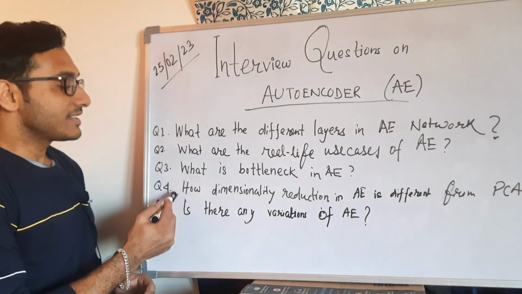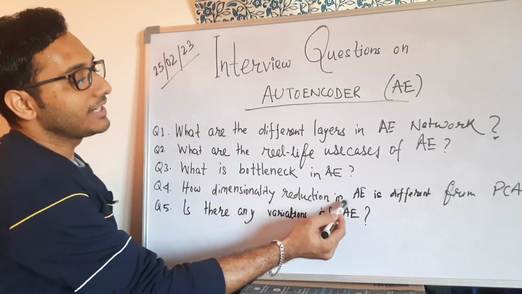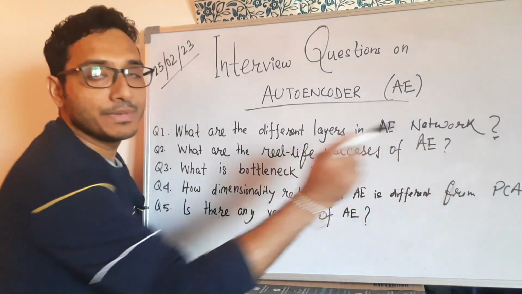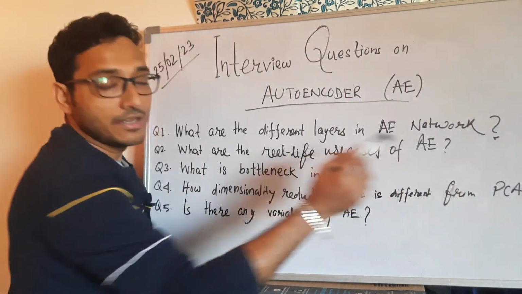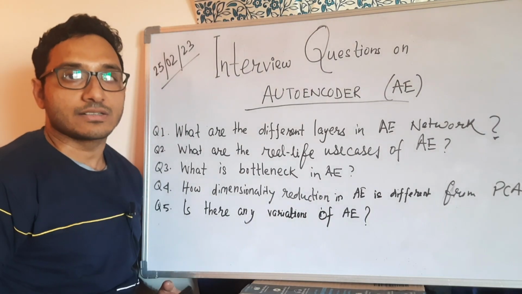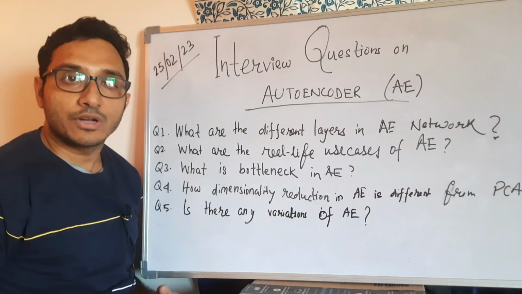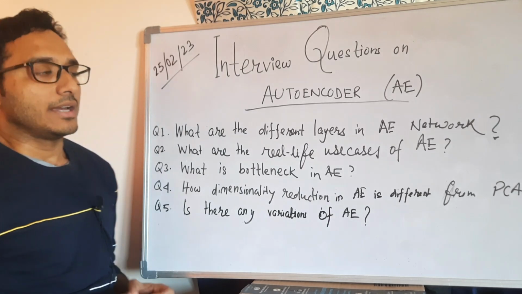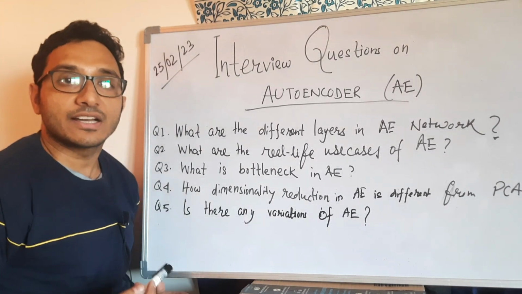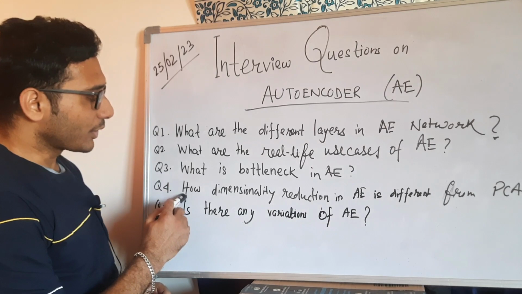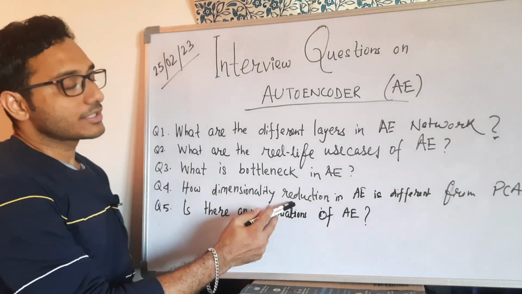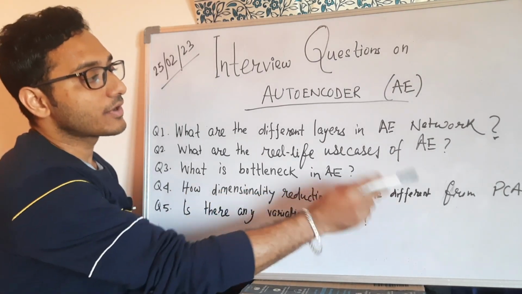Okay, let's move to the next question. Question number 4: how is dimensionality reduction in autoencoder different from PCA? So what is PCA? Principal component analysis. What is the main function of principal component analysis? It is a dimensionality reduction algorithm. Now the question is how dimensionality reduction in AE is different from PCA.